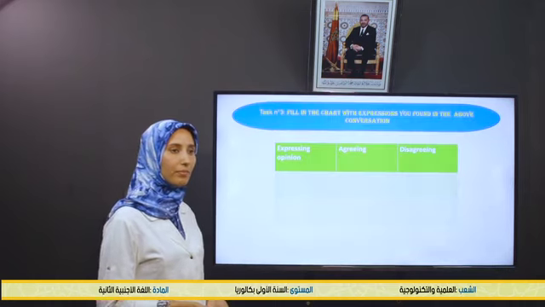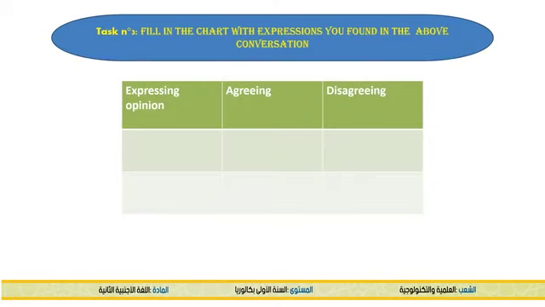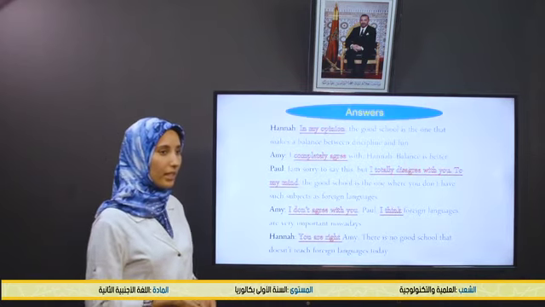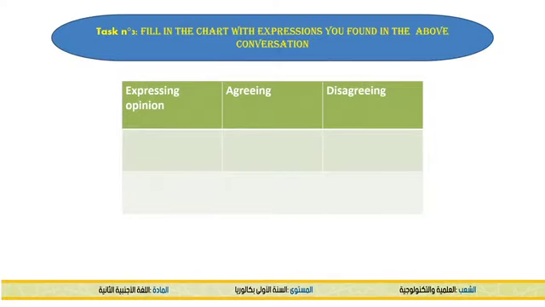So let's move. Now we have here another task, okay? You have to fill in the chart with expressions you found in the above conversation. So you are going to classify them, okay? Expressing opinion, agreeing, and disagreeing. So here are the expressions. I have already told you the answer. So we have in my opinion. Where can we put in my opinion? Is it expressing opinion? Is it agreeing or disagreeing? So take a time and do this task.